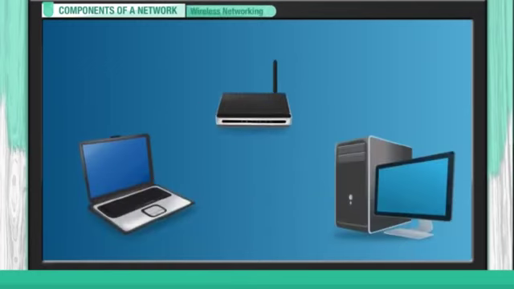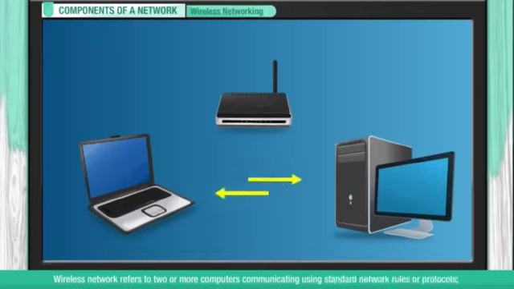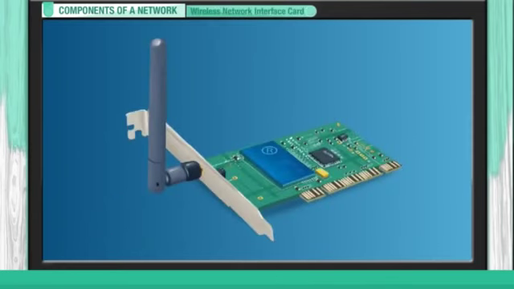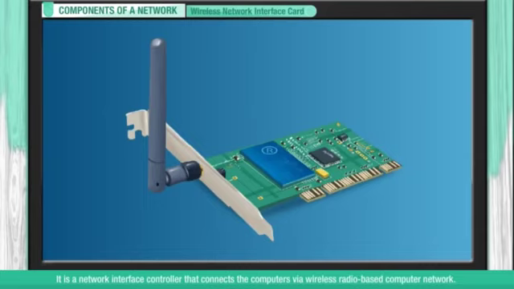Wireless networking. Wireless network refers to two or more computers communicating using standard network rules or protocols. It does not use Ethernet cabling to connect the computers together. Instead, radio signals are used to send information. The components required for wireless networking are Wireless Network Interface Card. It is a network interface controller that connects the computers via a wireless radio-based computer network.